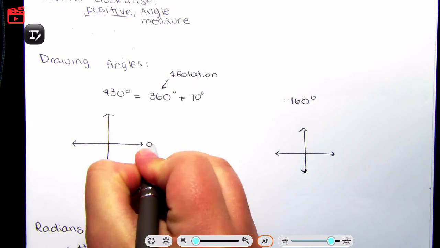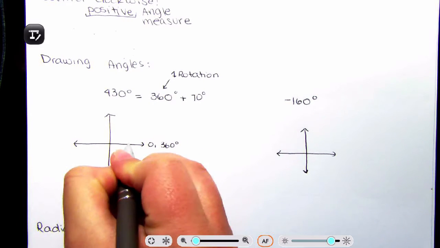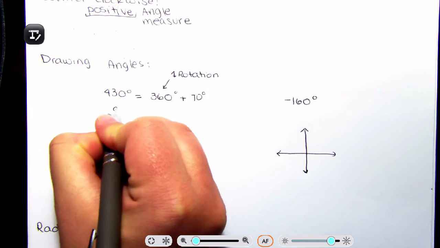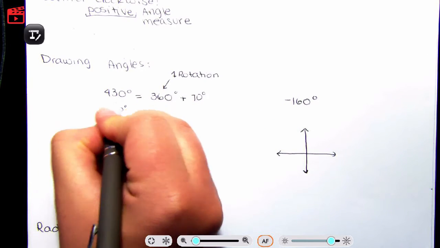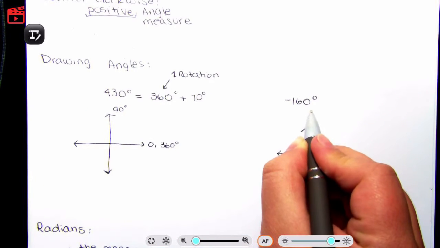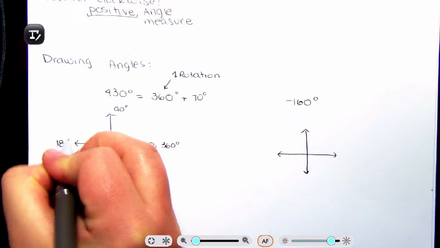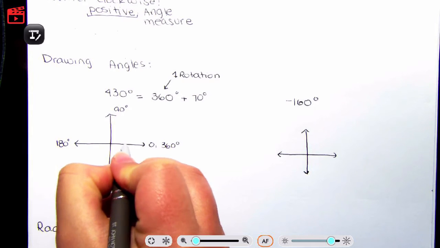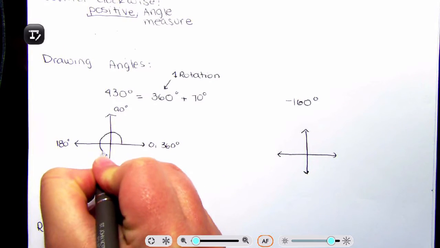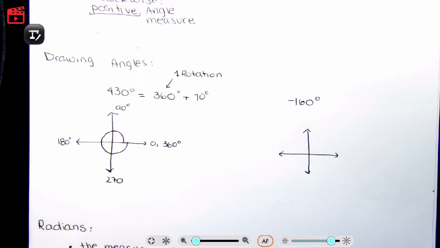Again, this is 0 or 360 degrees. This is my initial ray. One full revolution will get me to 360. This is 90 degrees, and you're always going to go counterclockwise if you see a positive angle, clockwise if you see a negative. The negative is just telling you the direction. This is 180. This is 270. Since I have a positive angle, I'm going to go one full revolution or one full circle. This is one full circle. I started and I stopped at the same ray. So right now, my initial and my terminal ray are the same.